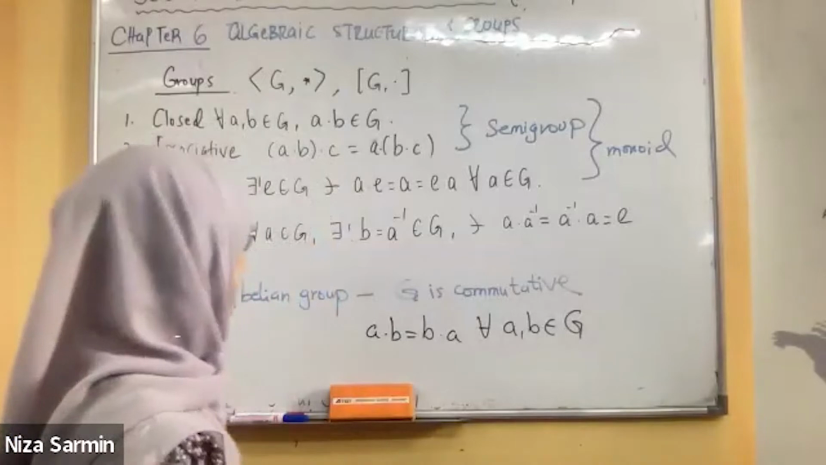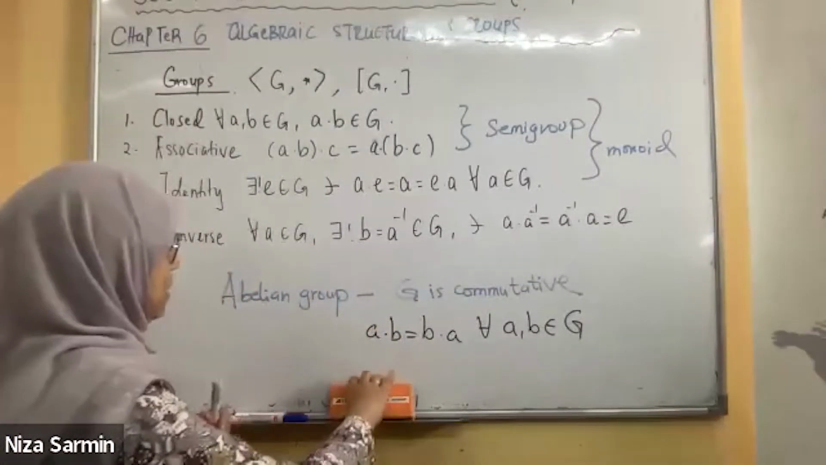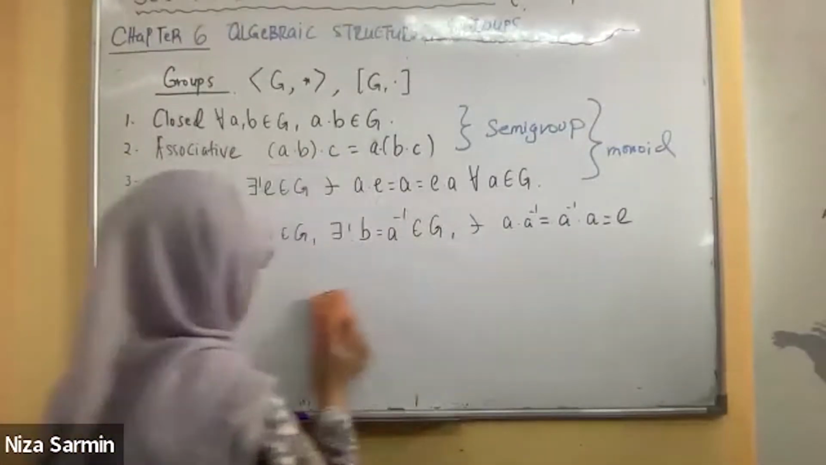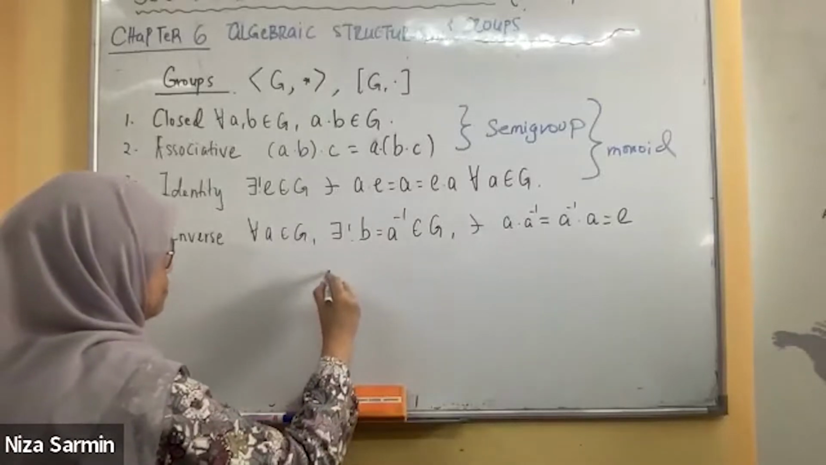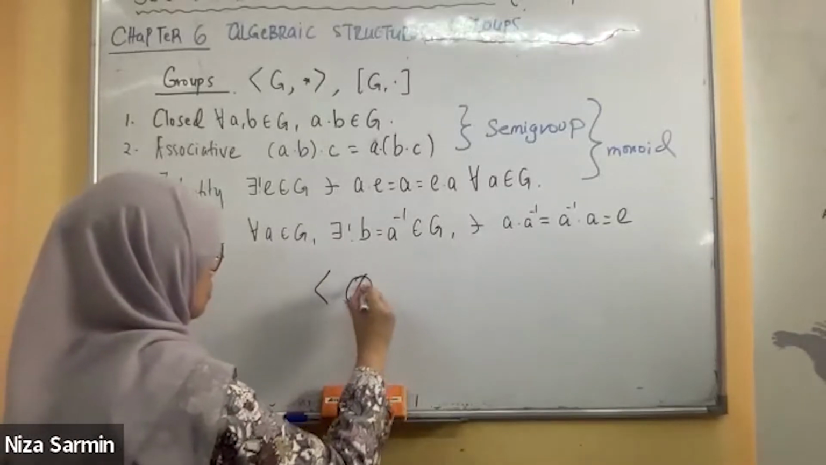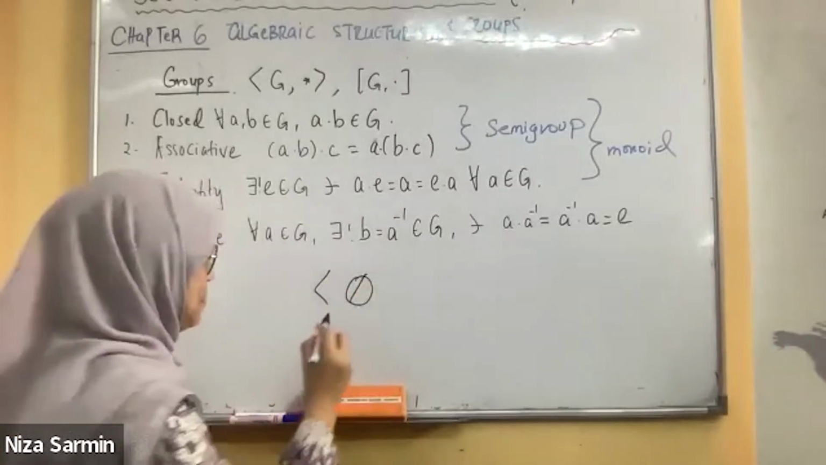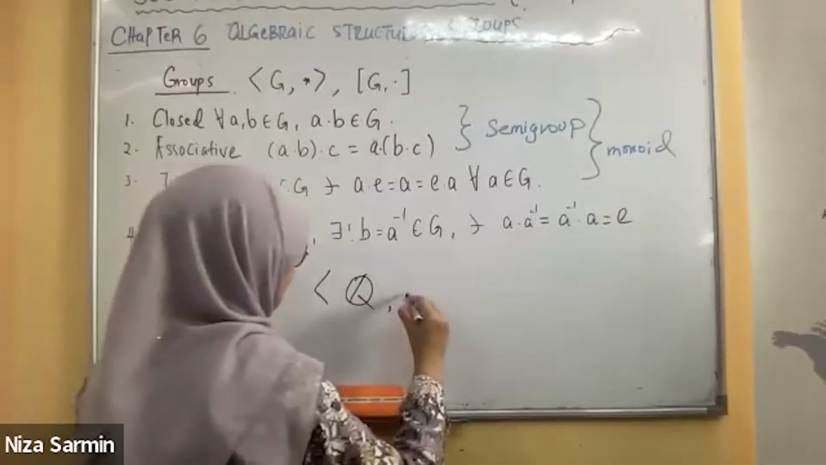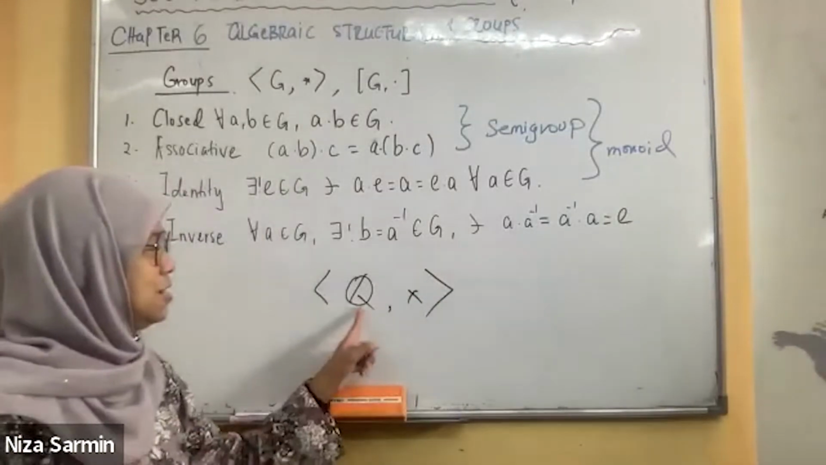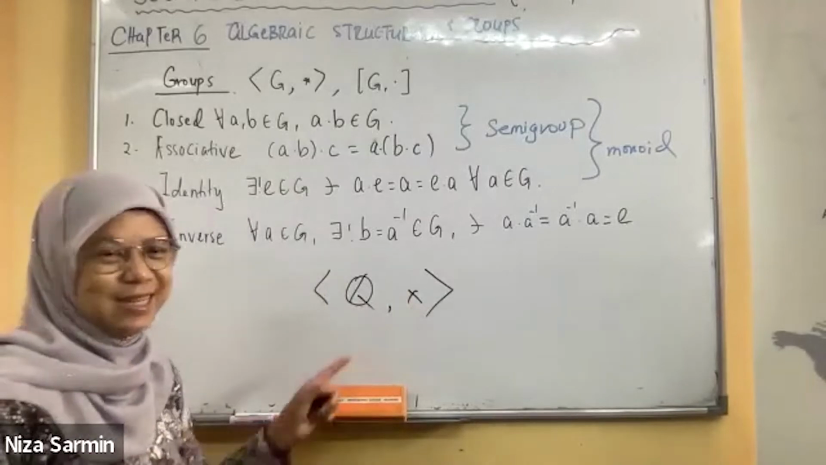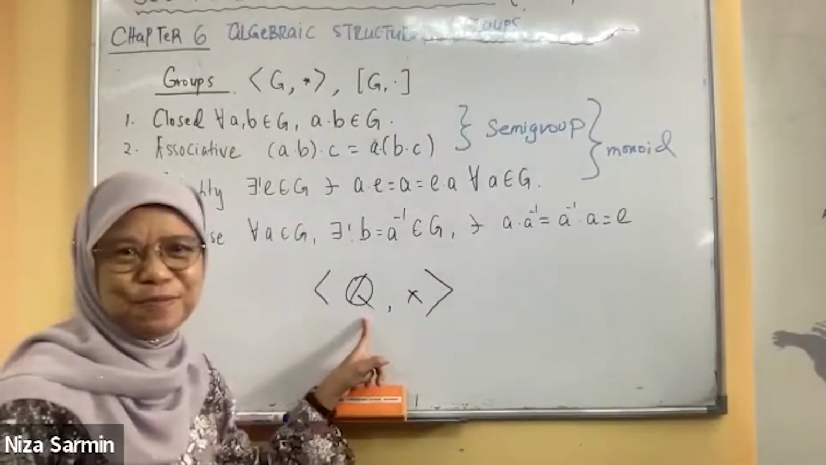Yeah, okay. Okay, so this is abelian group. If I give you this question, I gave it the other day, rational numbers under multiplication. Is this a group?